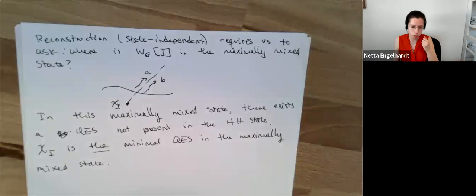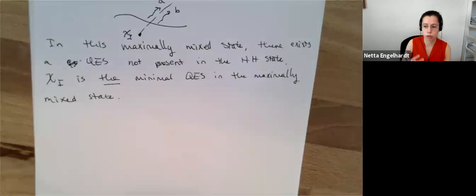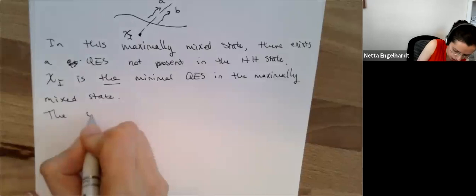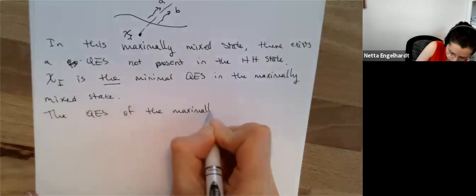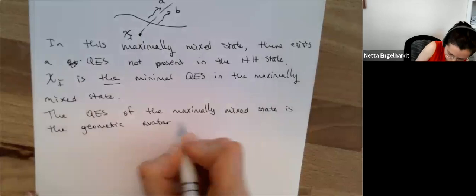It's been noted by many people in many different ways that state dependence is one possible way of saving you from the firewall problem, if the reconstruction of everything in the black hole interior is state dependent. And what we find here, and again, we're considering a code subspace of microstates with smooth horizons, keep that in mind, is that indeed there exists a geometric avatar for the state dependence of reconstruction behind the event horizon when you have these microstates with a smooth horizon. So the QES of the maximally mixed state is the geometric avatar of state dependence of the black hole interior.